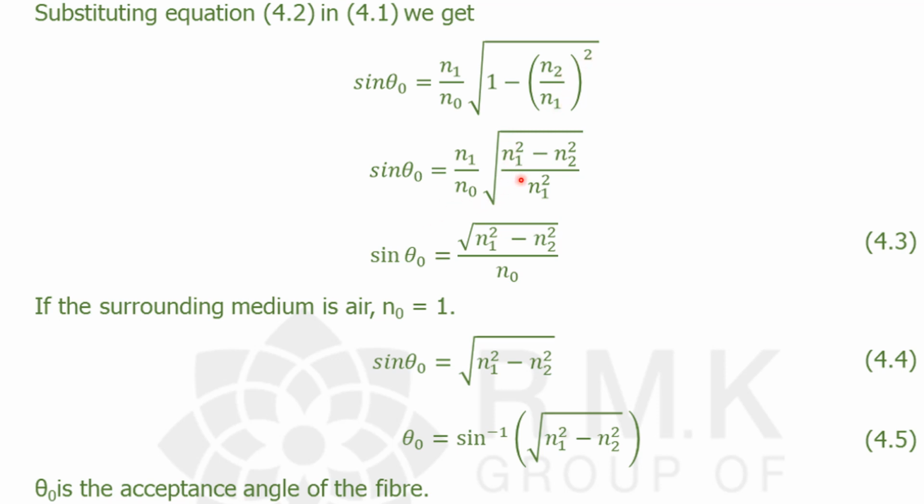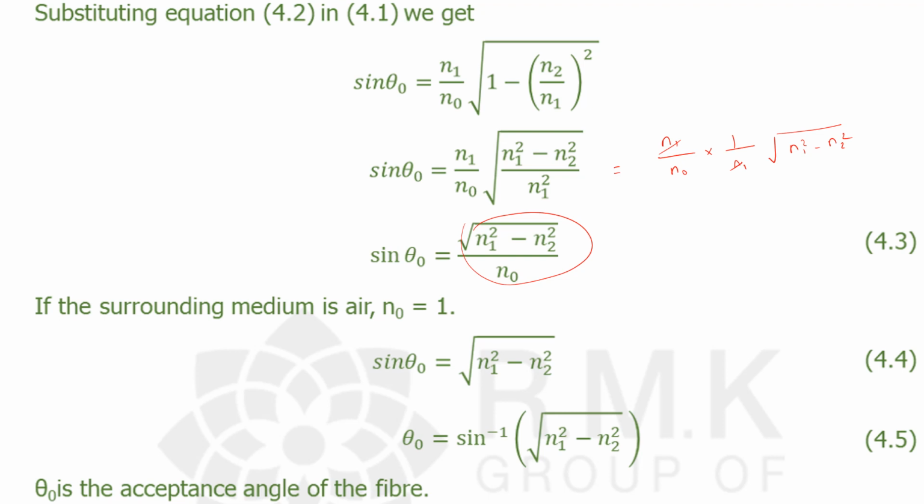Then I am taking the LCM and simplifying. If I bring this n1 outside, it becomes n1 square outside the square root, so I will get n1 by n0 into the square root of n1 square minus n2 square, divided by n1. So this and this will get cancelled, and I will get the square root of n1 square minus n2 square, whole divided by n0.